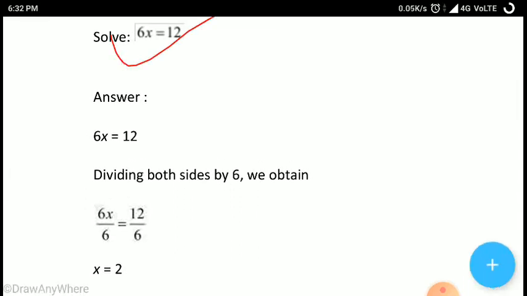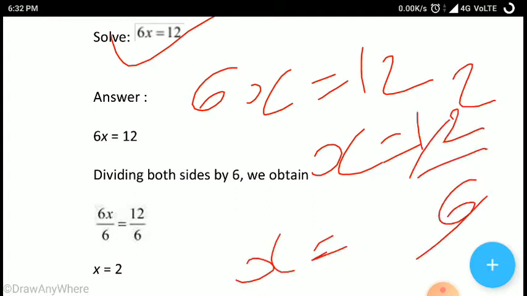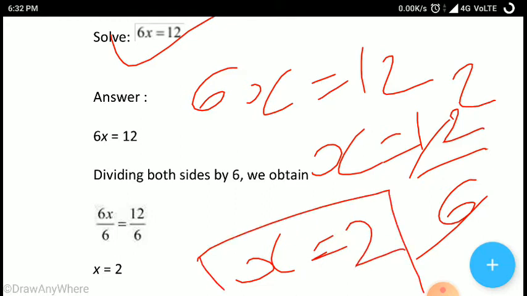6x is equal to 12. So here the relation of 6 and x is multiplication. So when you transpose 6 to RHS, you just give the opposite effect. So here the multiplication is there. So whenever you transpose these numbers, you have to divide on RHS, right? So see, 6x is equal to 12. So x is equal to 12 upon 6. 6 twos are 12. So our answer is what? x is equal to 2. Understood?